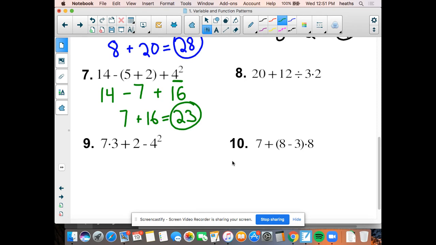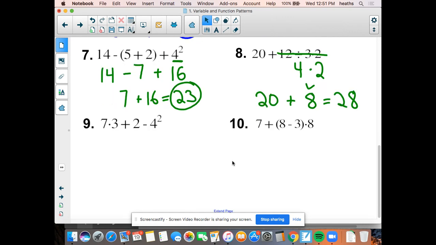So 12 divided by 3 is going to be 4. 4 times 2 is going to give us 8. And then we need to drop down the rest of our problem. So 20 plus what we're left with from this is 8. 20 plus 8 is 28. Last 2 problems.